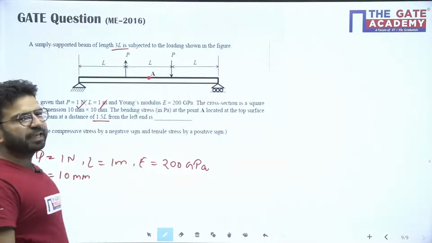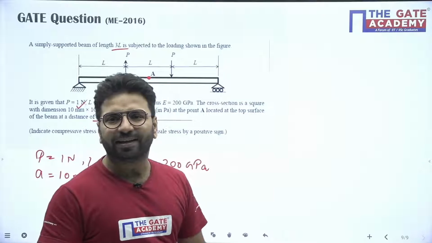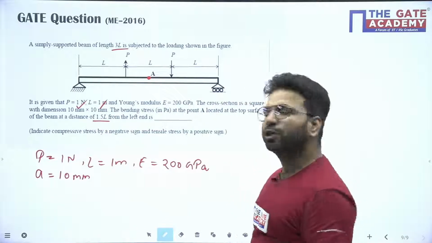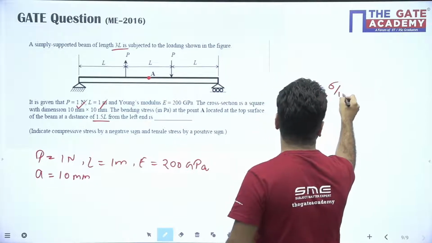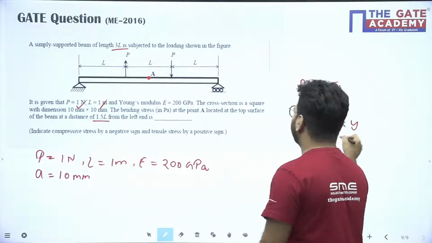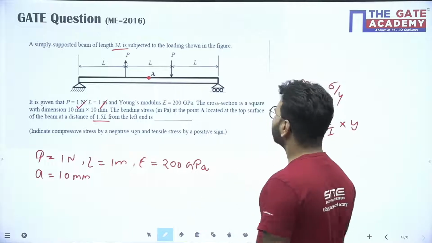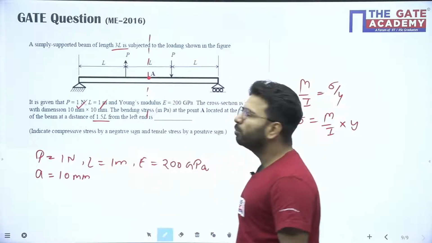Now, what do we have to do? We have to find the bending stress at A. The question is completely silent about the R term here, so definitely I have to use M upon I is equal to sigma upon Y. So sigma is equal to M upon I into Y. I is given, Y is given, only M is needed. Can you find the bending moment at this section?